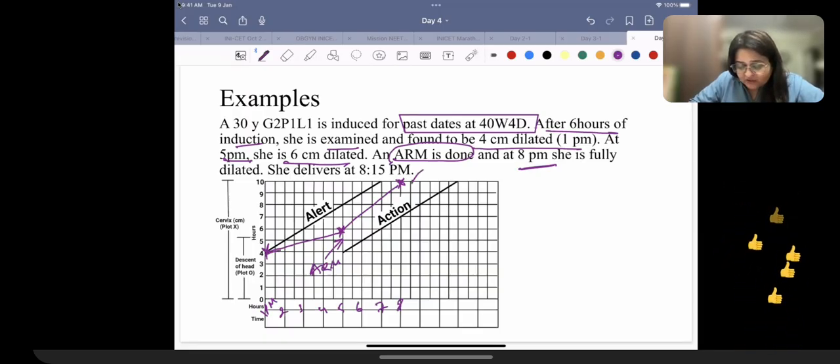Meaning initially it had crossed the alert line. Then what was done? Corrective measure was taken. What corrective measure was taken? Artificial rupture of membrane. That means probably contractions were less. What happened with ARM? Augmentation of labor happened. Okay. So basically once the line crosses the alert line, you have to look for a possible reason and if possible do corrective measures.